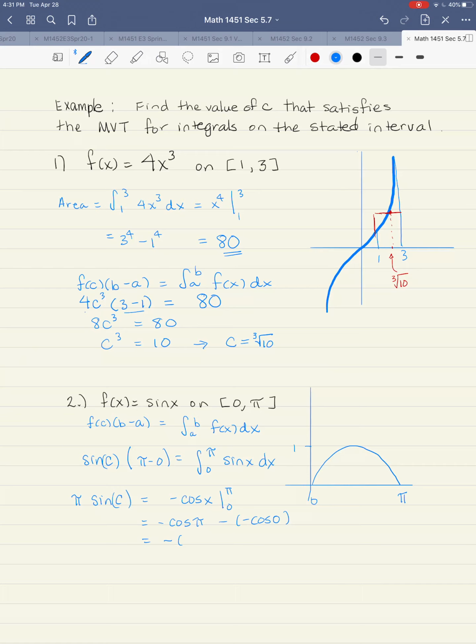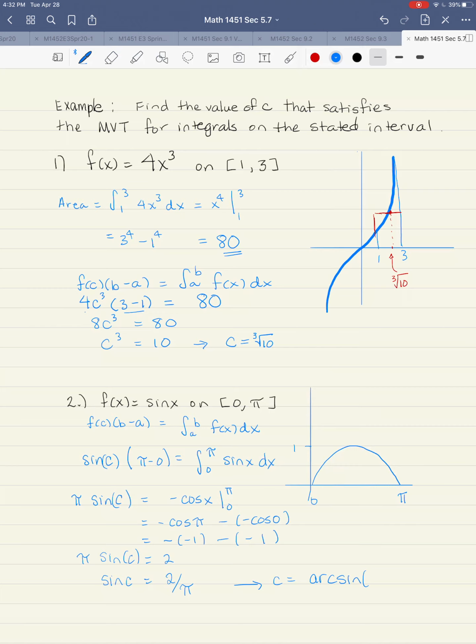Cosine of pi, and then minus cosine of 0. Cosine of pi is -1, and cosine of 0 is +1. So I'm going to have 1 plus 1. That's an area of 2. So I've got pi times the sine of c is equal to 2, which says the sine of c is 2 divided by pi. And now solve for c.